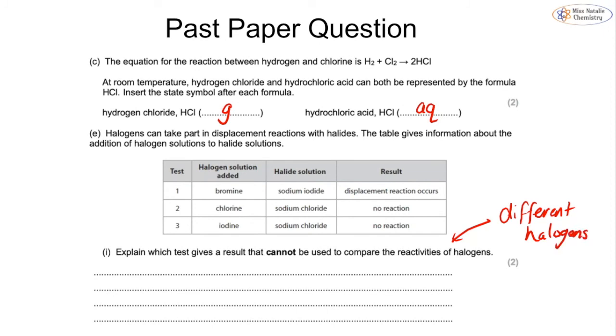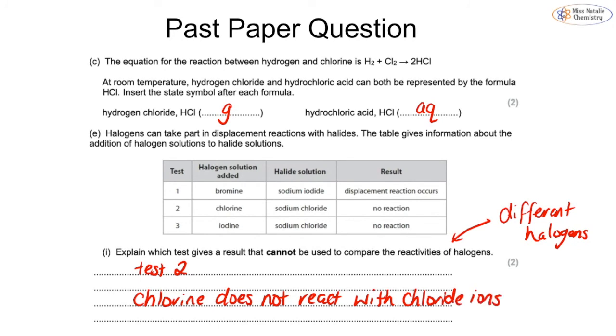So if we look here, we have bromine and iodide. That's perfect. For the third one, we have iodine and chloride. So that's okay. But for the second one, we're using chlorine. So the one that will not work is test number 2. And that is because chlorine does not react with chloride ions. It cannot displace itself.